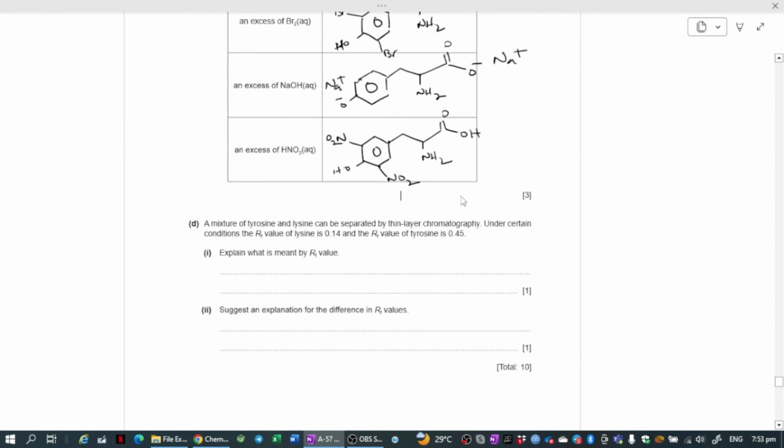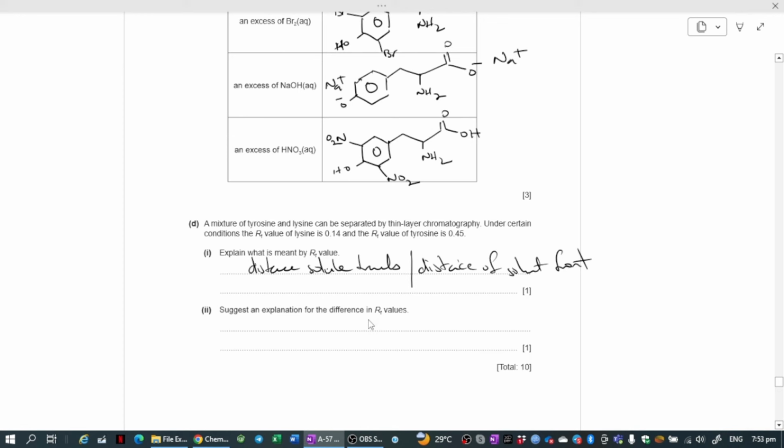Good. Then they say a mixture of tyrosine and lysine can be separated by thin layer chromatography, TLC. Under certain conditions, the RF value of lysine is 0.14, the RF value of tyrosine is 0.45. What is meant by the RF value? It's the distance the solute travels over the distance from the baseline to the solvent front, which is essentially the distance the solvent travels, or distance of solvent front.